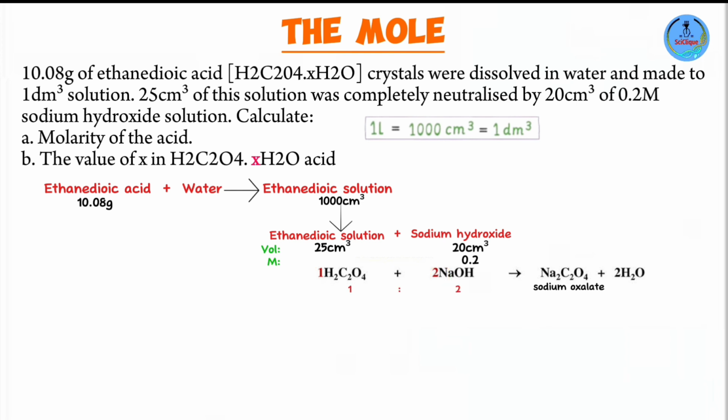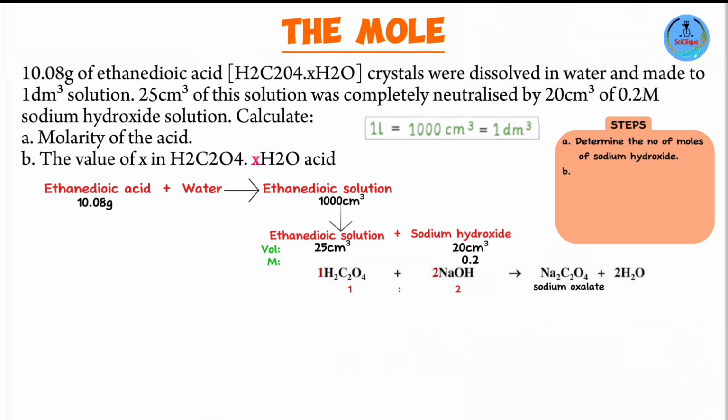Now, we are ready to start with the actual question. Yeah, it was just an introduction, guys, okay? So what are the steps that you're going to carry out? Number 1 is that we are going to calculate the number of moles of sodium hydroxide, because this is the reagent that has more information as compared to ethanedioic acid. So the steps that we are going to carry out are as follows. Number 1, determine the number of moles of sodium hydroxide. Number 2, determine the number of moles of ethanedioic acid solution using the mole ratio. And lastly, determine the molarity of the acid.